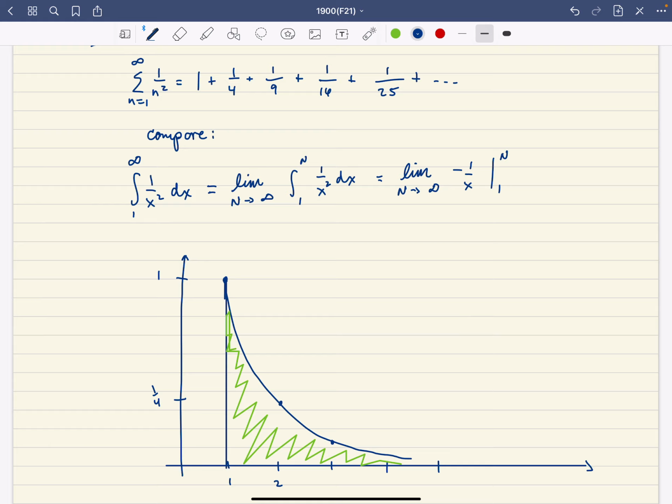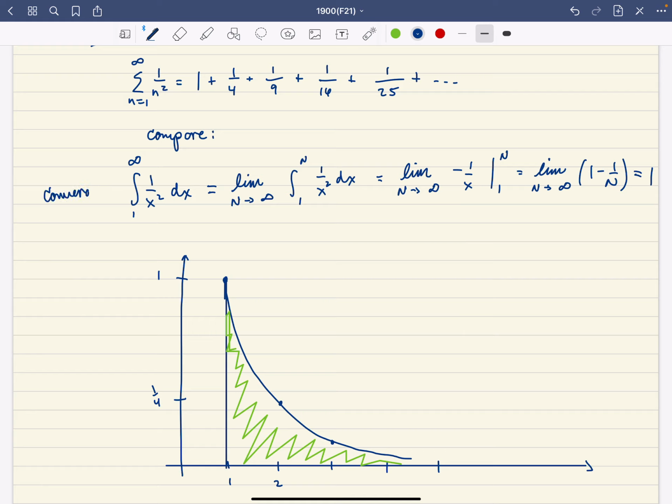When you plug everything in, you're going to end up with 1 minus 1 over n, and this limit is going to end up being 1 as n goes to infinity. So it turns out that this converges.